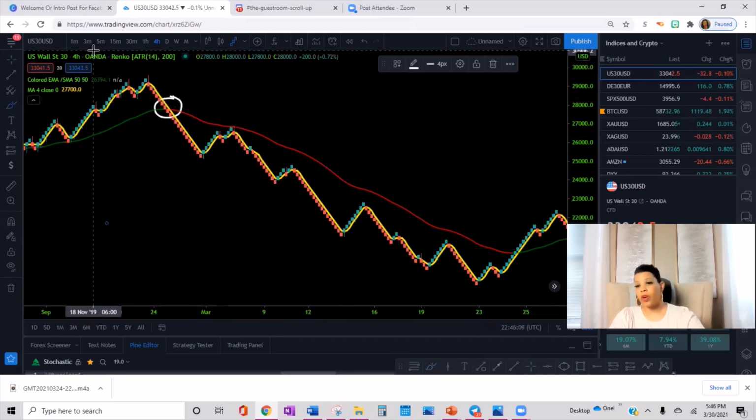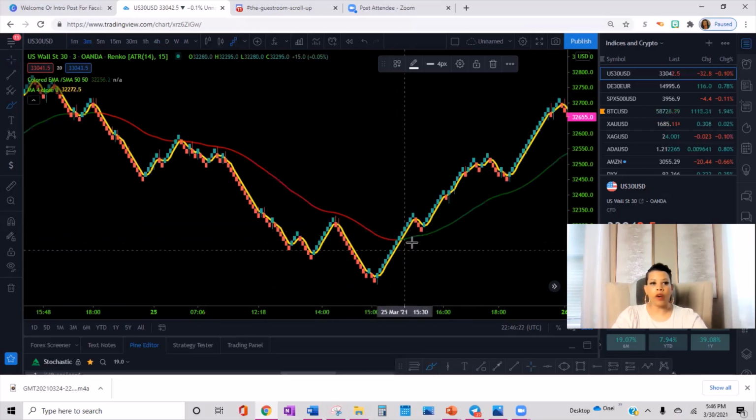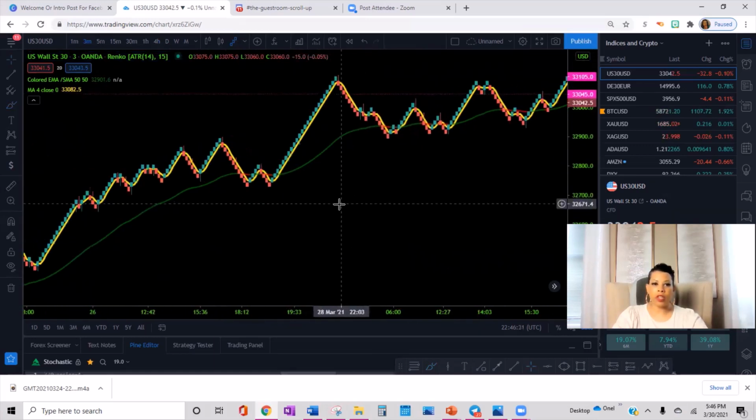Now, I would not trade the 4-hour Renko, especially on US 30. I'm showing you this just so you can see how it moves. I would go down to maybe a 3-minute if I'm going to trade an index on Renko. But still, it works the same way. Look, it turned from green to red. Look at all of this traction that you have after it switched colors.